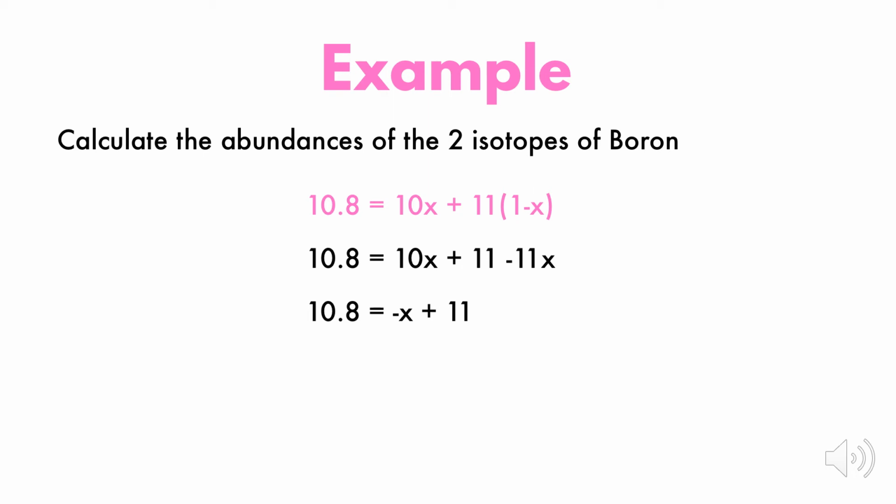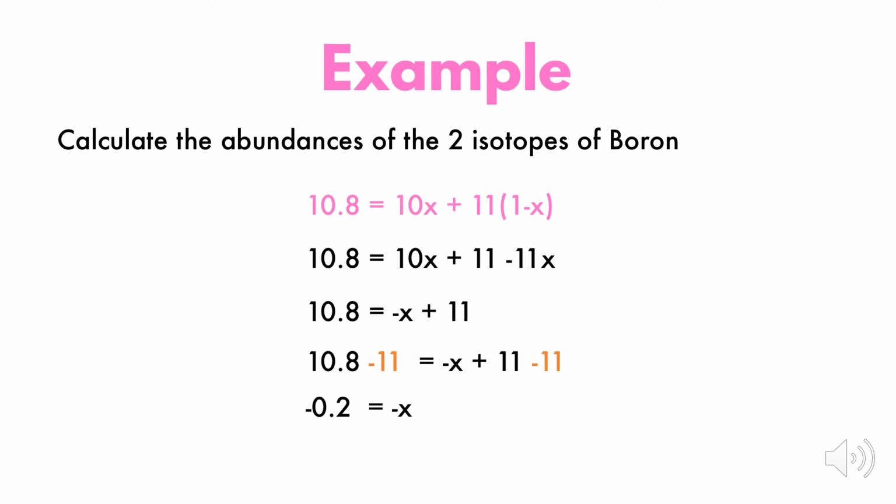Next thing we need to do is simplify the equation and get x. You can see the problem is that we have minus x on the right hand side plus 11, so we need to get rid of the plus 11. How we can do that is by subtracting 11. But remember, whatever we do to one side, we need to do to the other. So we need to now subtract 11 from both sides. So if we subtract 11 from both sides, that will leave us with minus 0.2 equals minus x.